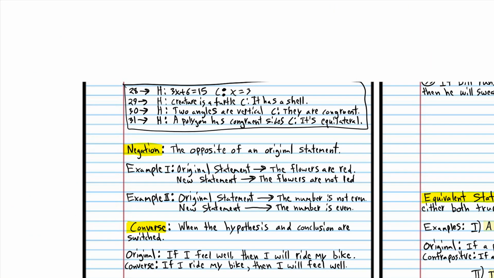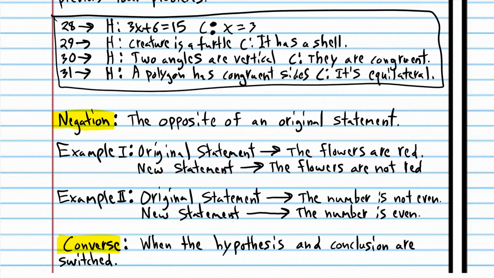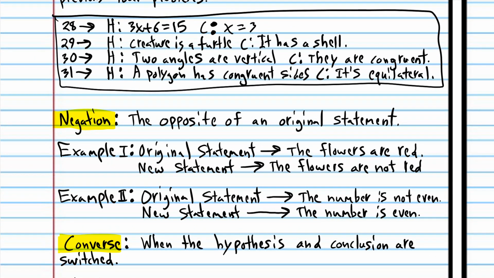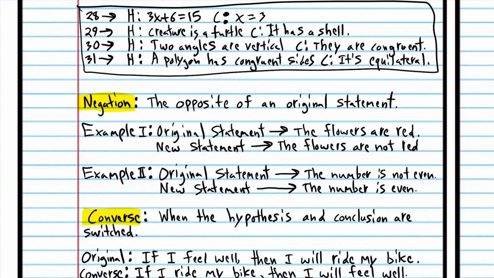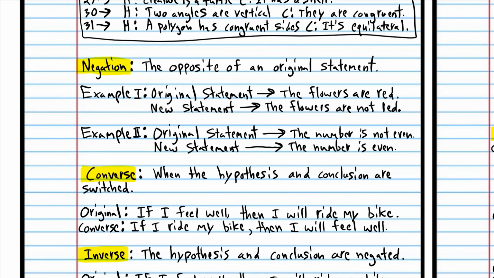So now we're going to talk about negation. Negation is the opposite of an original statement. So, for example, you might have a statement, the flowers are red. If you negate that statement, you say the flowers are not red. All right? So pretty easy. Now, sometimes you'll start out with the number is not even. If you want to negate it, then you take away the not. So just be aware that sometimes you start with not even, and then you take away the not to negate it. I didn't give you a lot of those problems. I think I maybe gave you one.